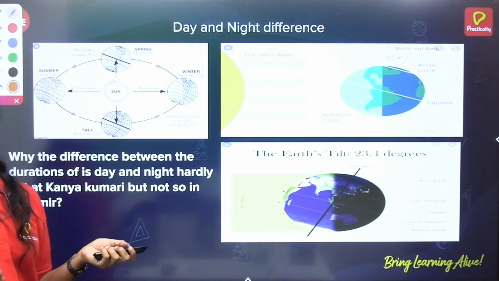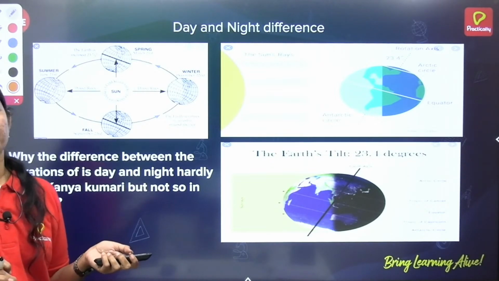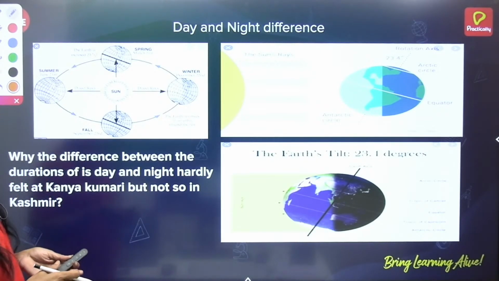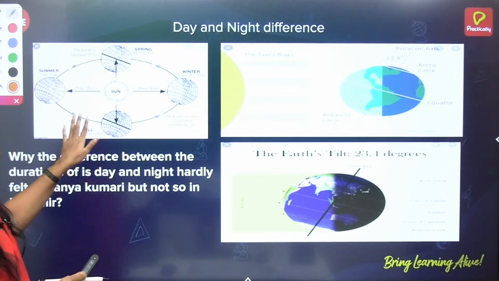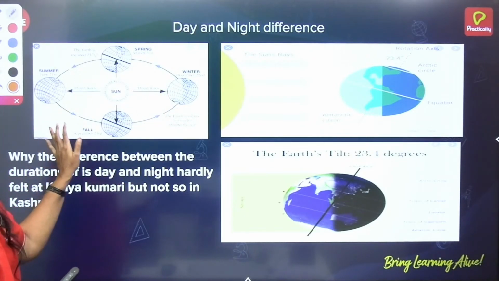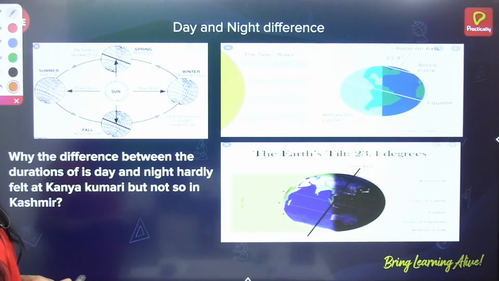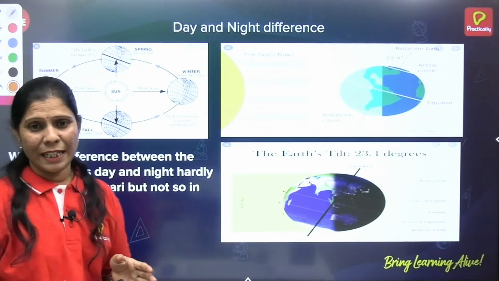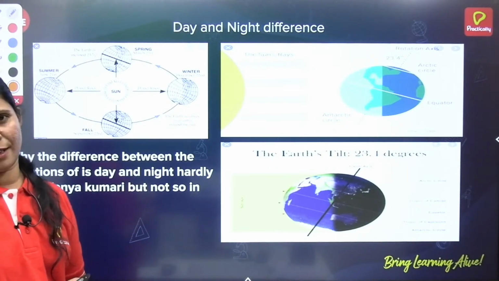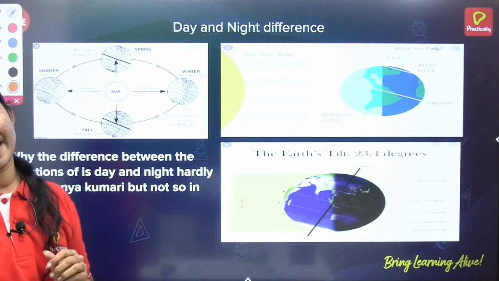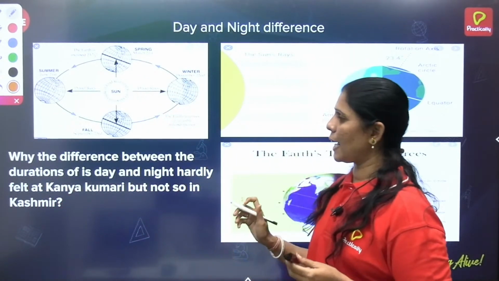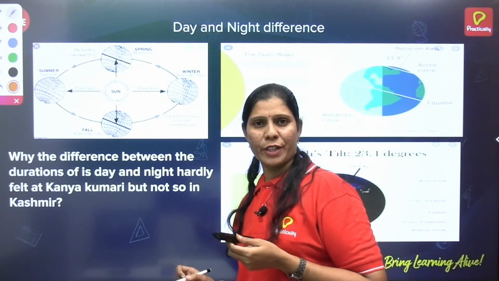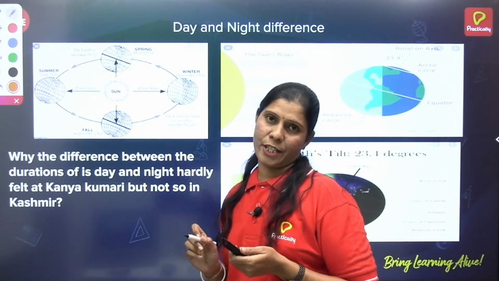Just have a look at these images. What did you find in image 1? Let us have a look at the first image. I think you people know that there will be a difference between day and night in particular seasons. So let us see why there will be differences between day and night.